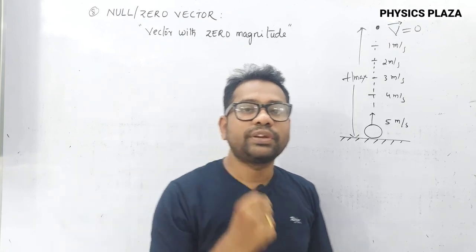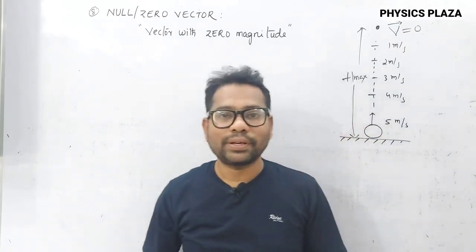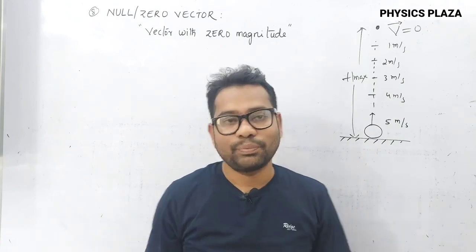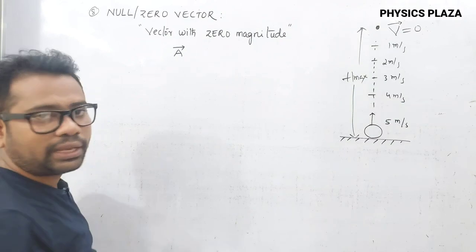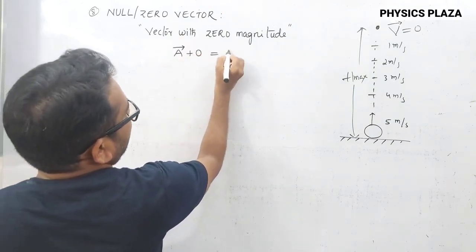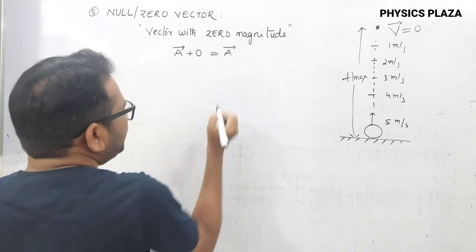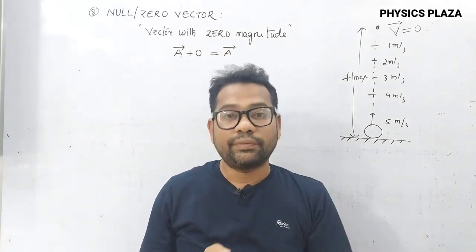Now here two more points we need to understand. If any vector is added to the null vector, then what happens? We will get the same vector. For example, vector A is added to the null vector, which is 0 only. Then it will be A only. It won't get affected, whether it is added or subtracted.